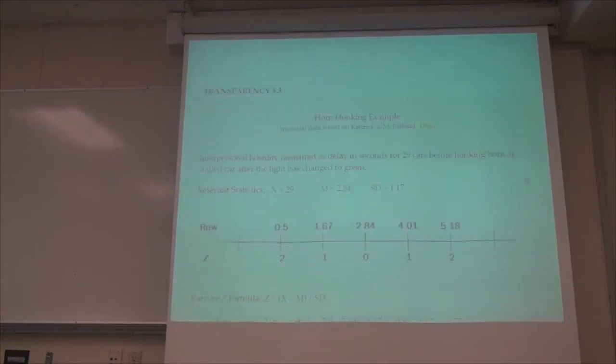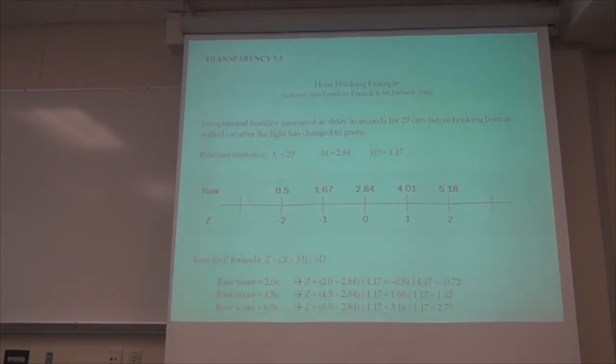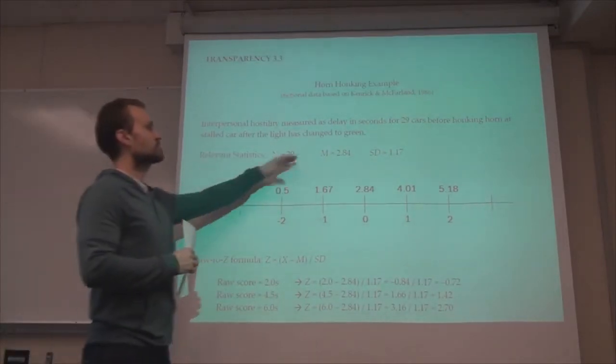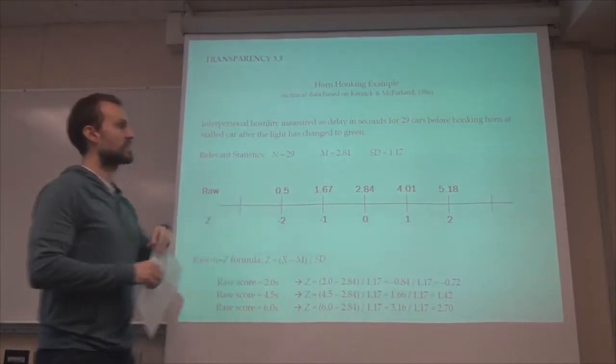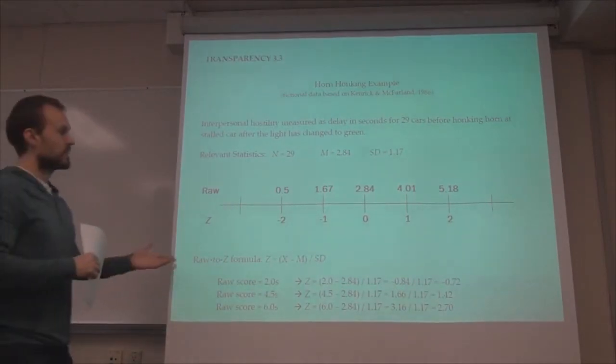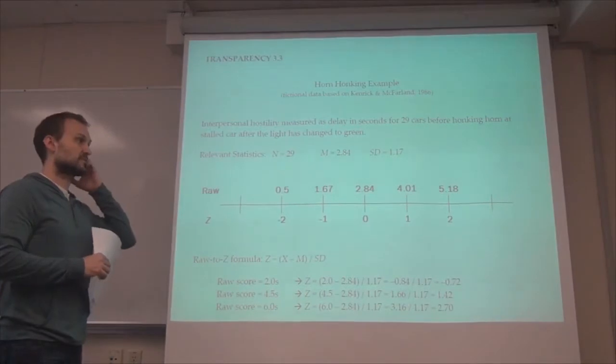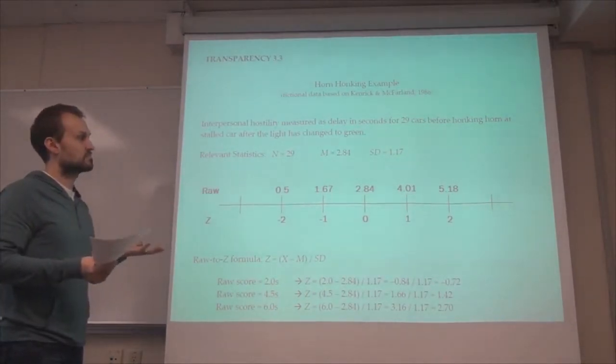And I have another example, the horn honking example, where I have 29 values, a mean of 2.84, a standard deviation of 1.17. Now the numbers aren't as nice anymore, but the idea is the same. If I want to see where a score of 2 seconds sits?